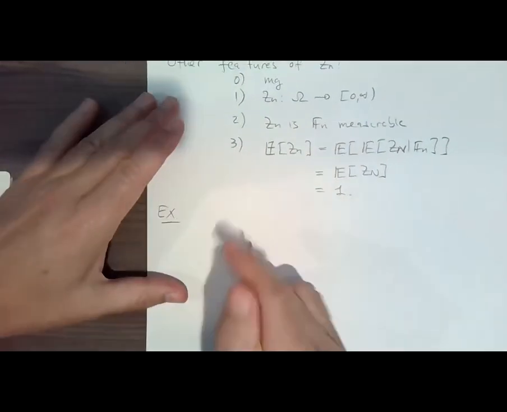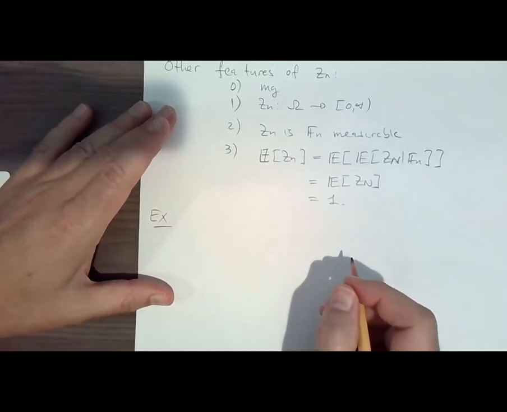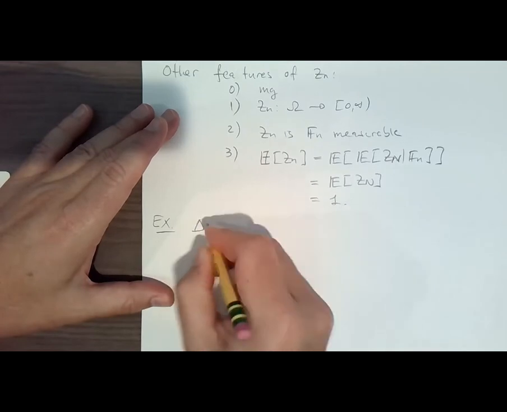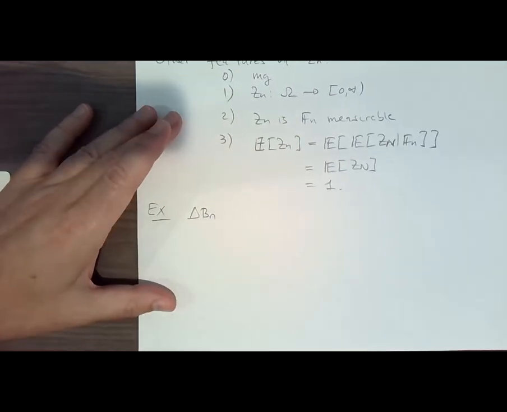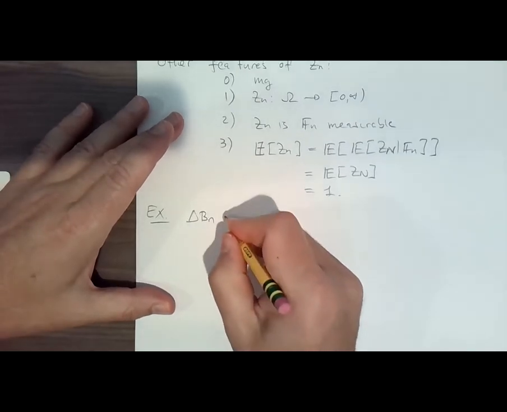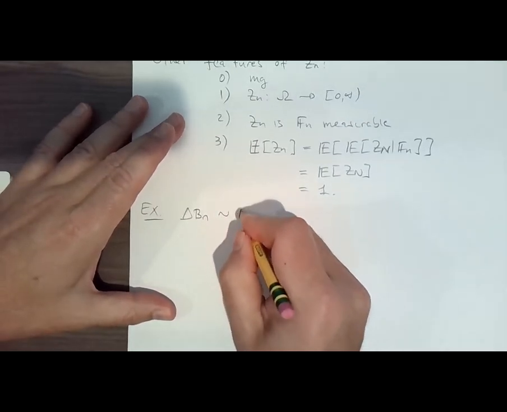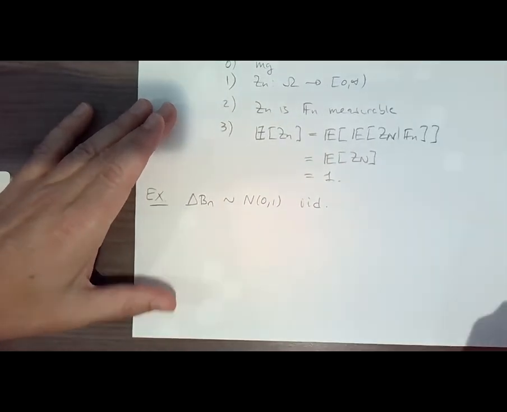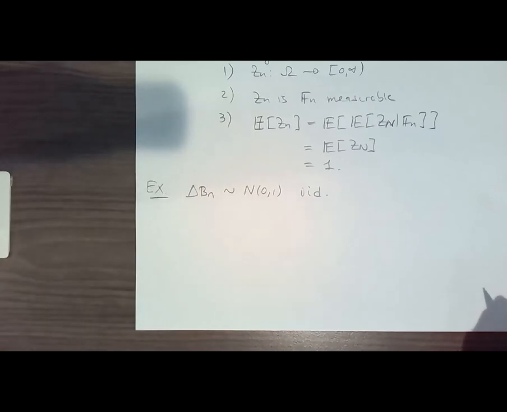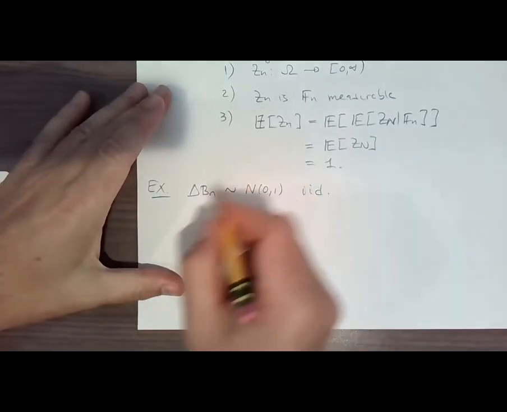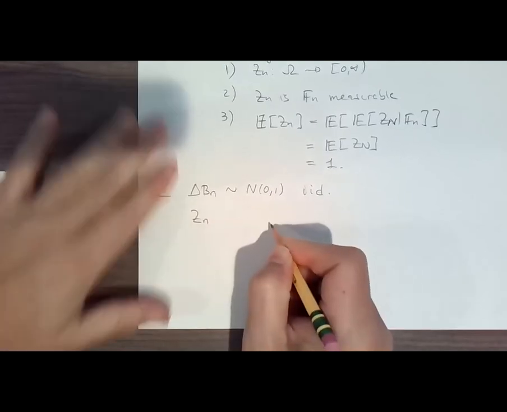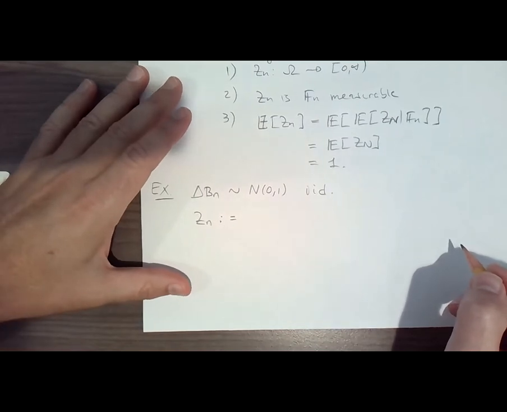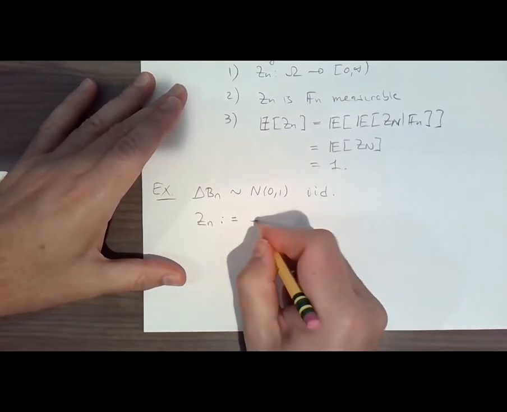So let me try to create a random derivative process. So let's say that delta Bn, these are standard normal IIDs. The standard normal IIDs. And then my Zn, my random derivative, is going to be defined as an exponential.